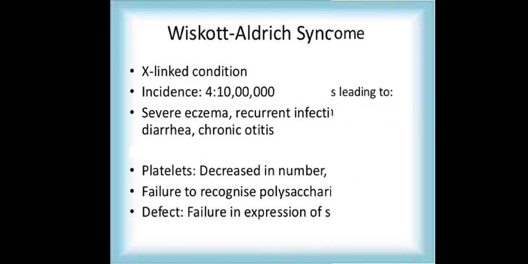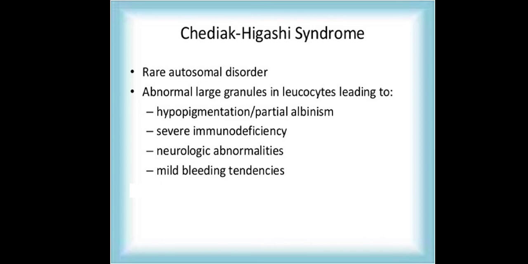Chediak-Higashi, autosomal disorder. So the main problem is large granules in the leukocytes leading to hypopigmentation, albinism, severe immune deficiency, neurological abnormalities, and bleeding tendencies.